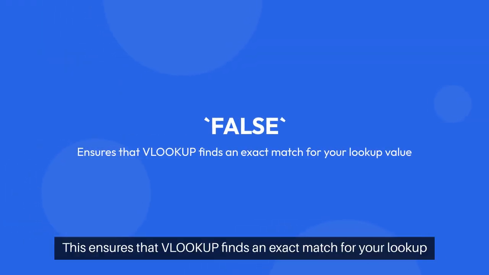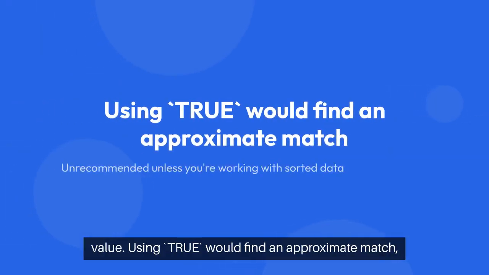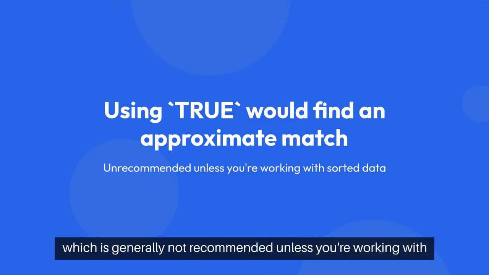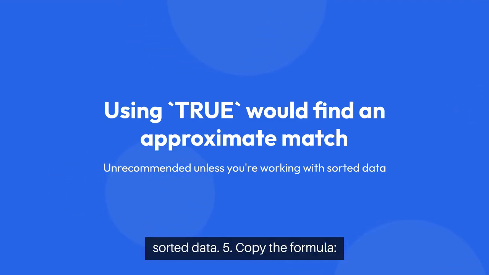False. This ensures that VLOOKUP finds an exact match for your lookup value. Using TRUE would find an approximate match, which is generally not recommended unless you're working with sorted data.